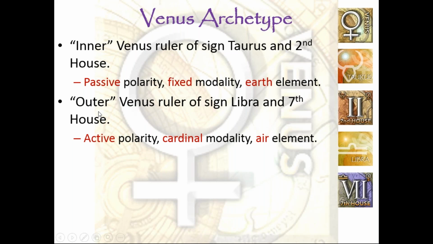The outer side of Venus is its rulership of the sign Libra and the 7th house. This is related to the active polarity, which is energy moving outward from the center. Libra in the 7th house is active polarity, cardinal modality, and the air element.